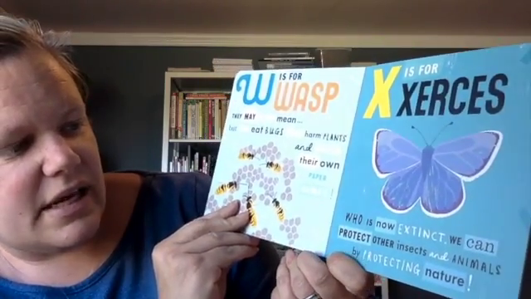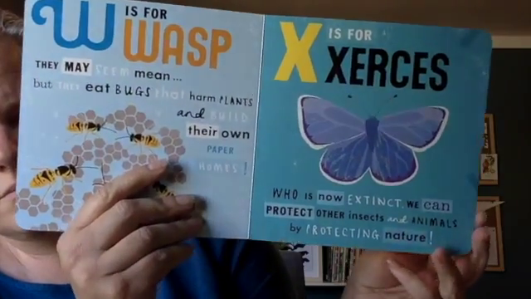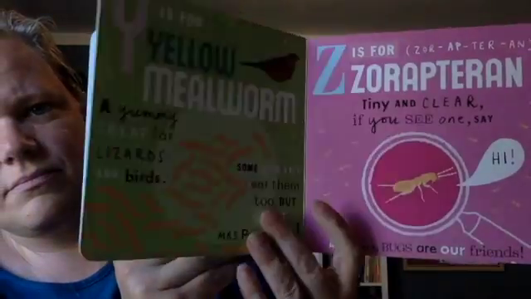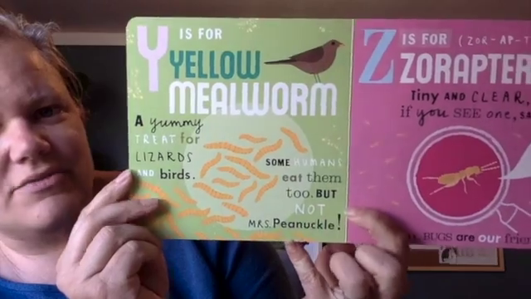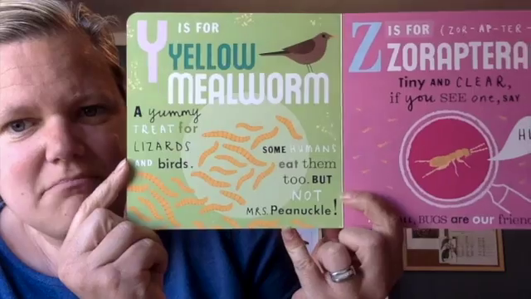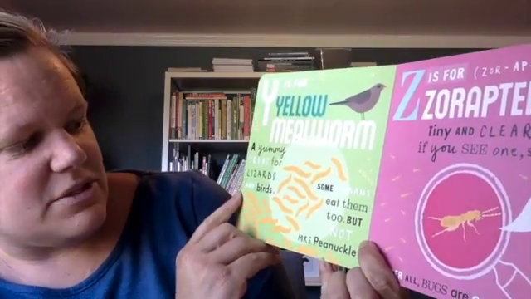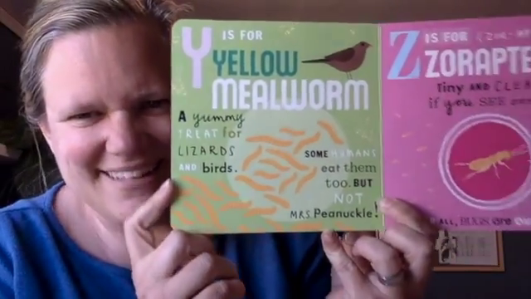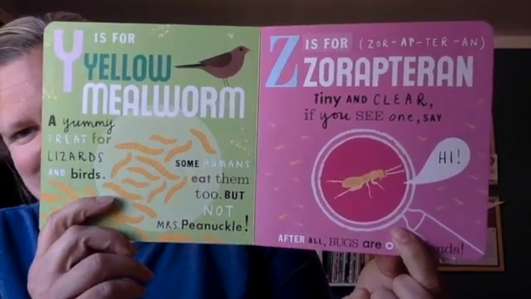X is for Xerces, who is now extinct. We can protect other insects and animals by protecting nature. Y is for yellow mealworm, a yummy treat for lizards and birds. Some humans eat them too, but not Mrs. Pinochle. And Z is for Zoopteran, which is tiny and clear. If you see one, say hi. After all, bugs are our friends.